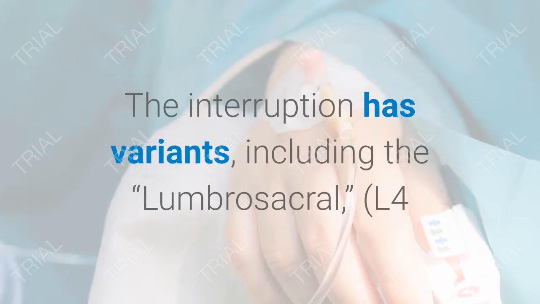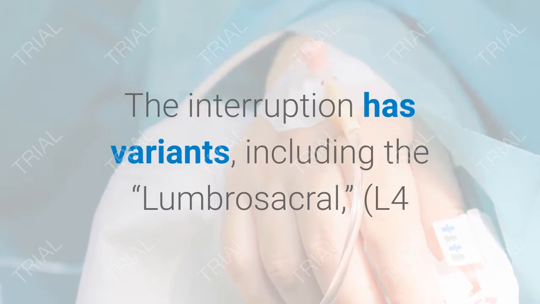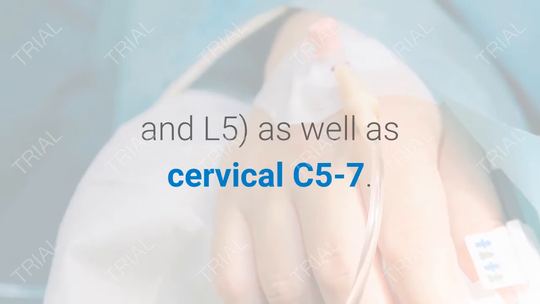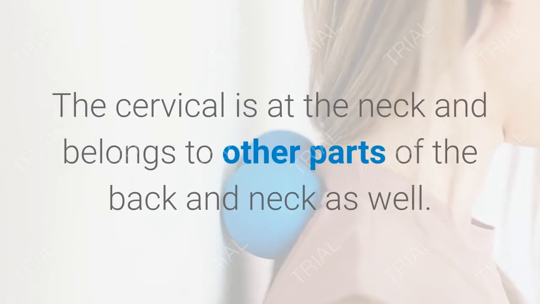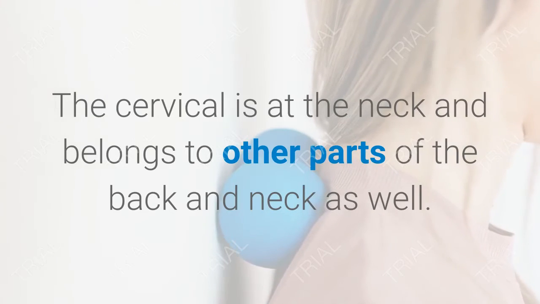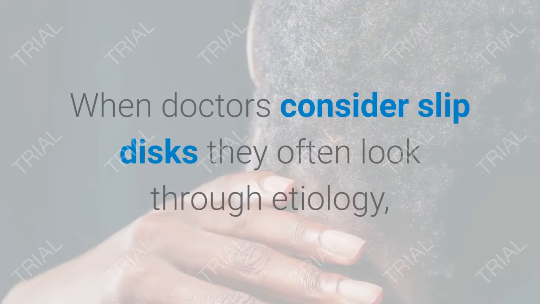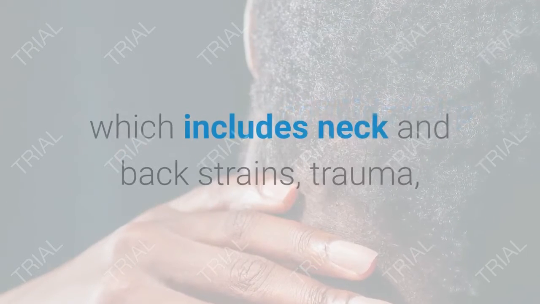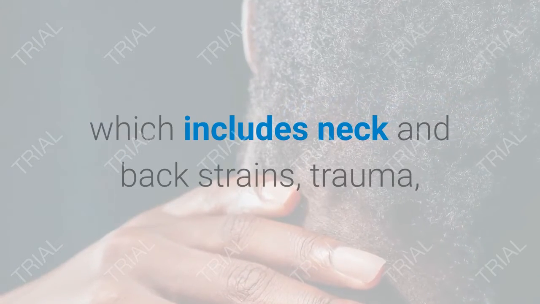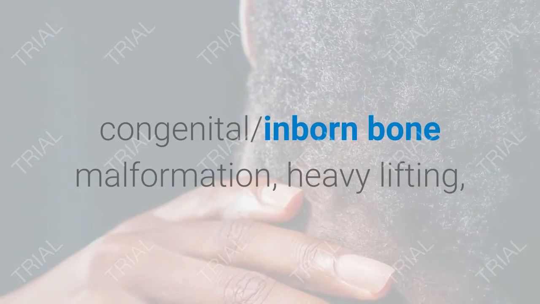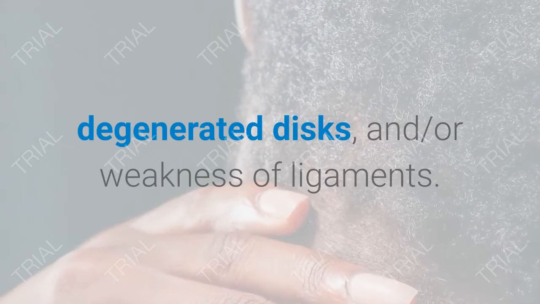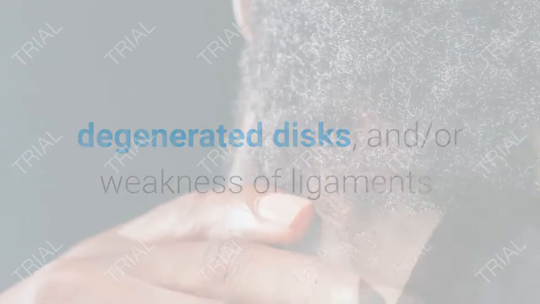The interruption has variants, including the lumbosacral, L4 and L5, as well as cervical, C5-7. The cervical is at the neck and belongs to other parts of the back and neck as well. When doctors consider slipped discs, they often look through etiology, which includes neck and back strains, trauma, congenital, inborn bone malformation, heavy lifting, degenerated discs, and/or weakness of ligaments.